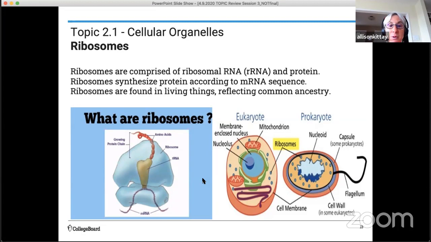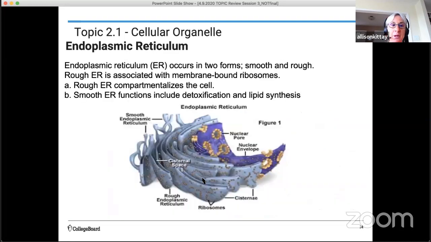Ribosomes synthesize protein according to a messenger RNA sequence that is transcribed from the instructions found in DNA. And we're going to have a whole lesson on that later on. So right now, we just kind of want to know that ribosomes make proteins. They synthesize proteins. The next organelle I want to discuss is the endoplasmic reticulum. It's kind of a mouthful, so we often refer to it as just the ER, and it occurs in two forms, the so-called smooth and rough.